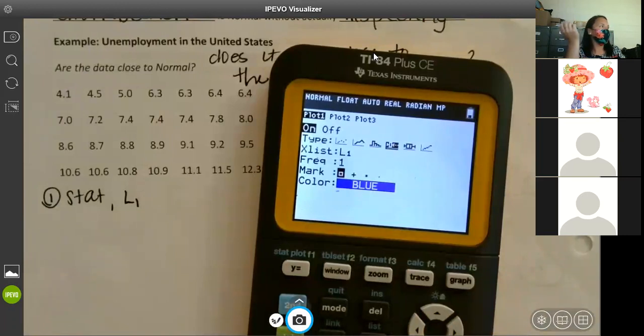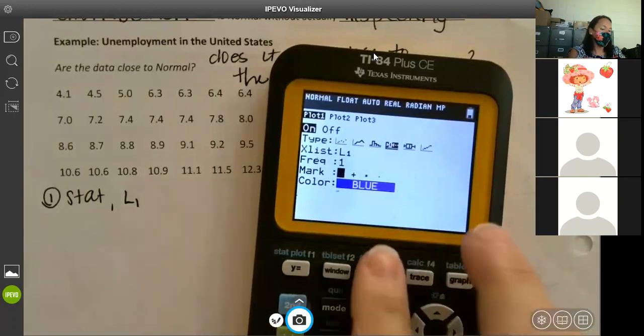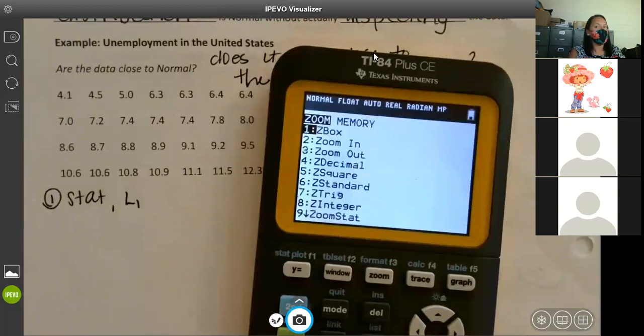Because we can't just graph. It won't just graph it. What do we got to do? How do we graph in stats? What do we got to push? Zoom. Isn't it Zoom 9? It sure is. Zoom 9 is Zoom stat. You got to see how 9 is stat.